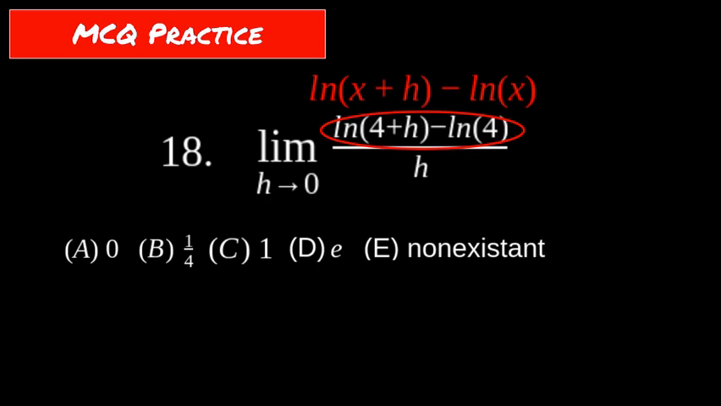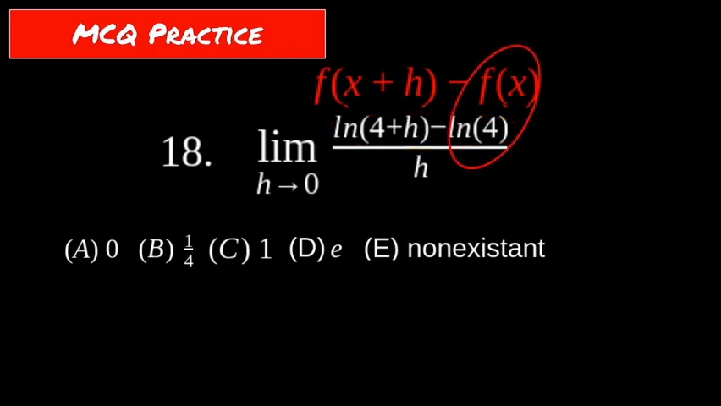And this will help us to more easily identify the numerator of our formal definition of a derivative, which is f of x plus h minus f of x. And then if we look at the commonality between these two numerators, we can compare the f of x and the natural log of 4. This will show us that f of x equals natural log of x, or in other terms, our parent function is natural log of x, and this will be where x equals 4.